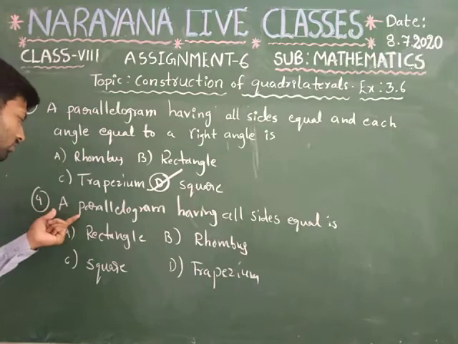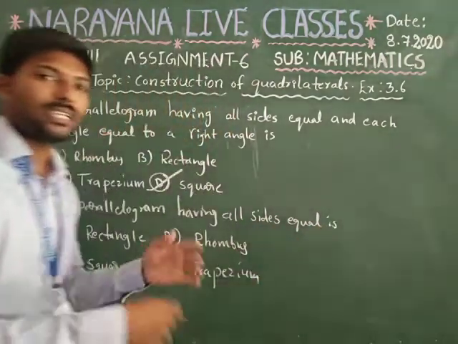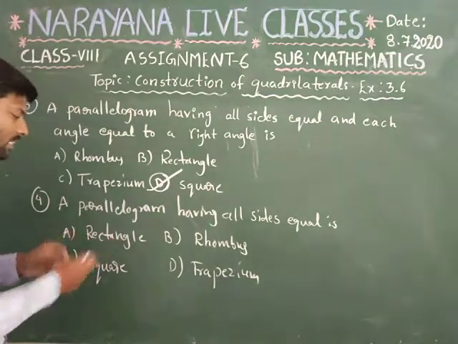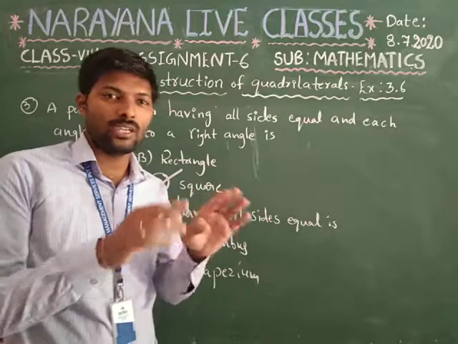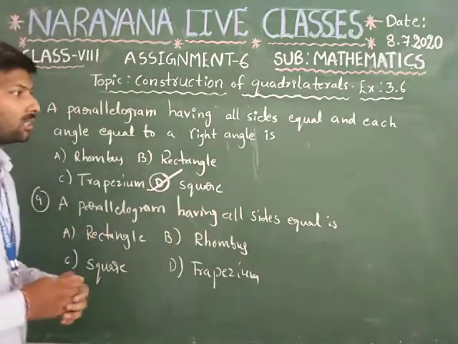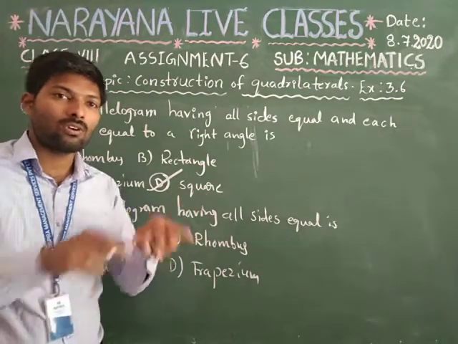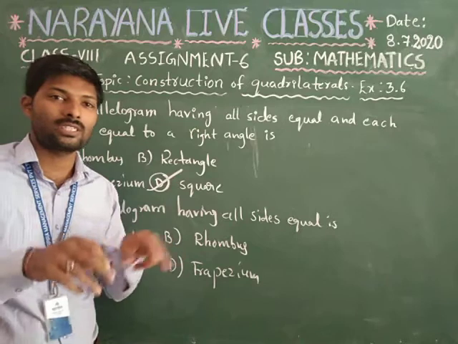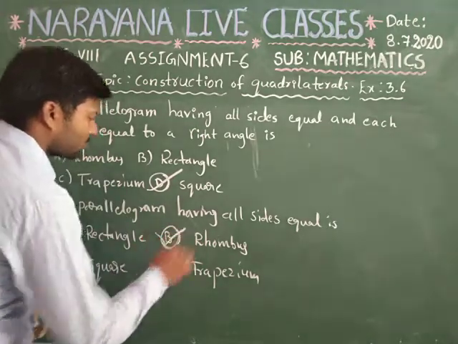Next, the fourth question, a parallelogram having all sides equal. All sides are equal means what? If you take a rectangle, only opposite sides are equal, so length and breadth are different in case of a rectangle. So if you take the rhombus, it is a parallelogram with all sides equal, with different diagonals. So option B is the right option for this question.